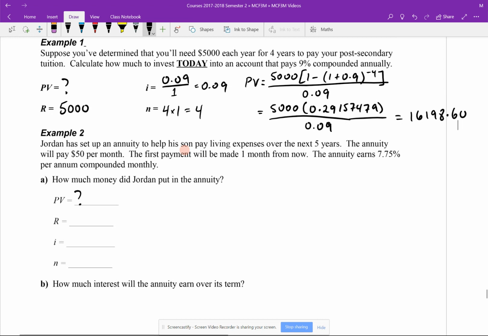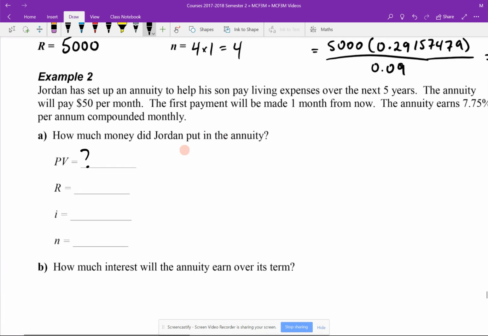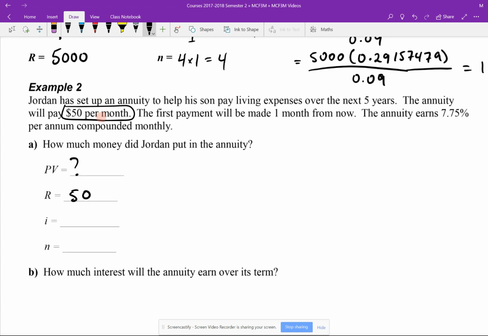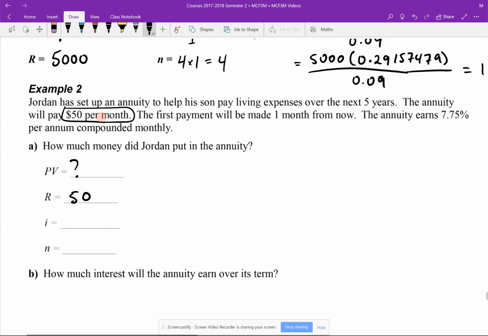So how much money does Jordan need to invest today so that they can get regular payments of $50 a month, right? That's the regular payment. This $50 per month is the regular payment, 50. My interest rate is 7.75%. So as a decimal, that's 0.0775. So divide that percentage by 100. And don't forget, it's compounded monthly. So I have to divide that by 12.